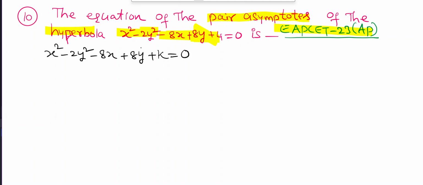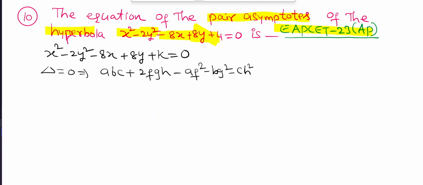This equation represents a pair of lines. That means, we know the formula, delta is equal to 0. Delta means abc plus 2fgh minus af square minus bg square minus ch square is equal to 0. Here the 2hxy term is missing, so h value is 0. The remaining values: a is the x square coefficient, 1; b is the y square coefficient, minus 2; c is the constant term, k.